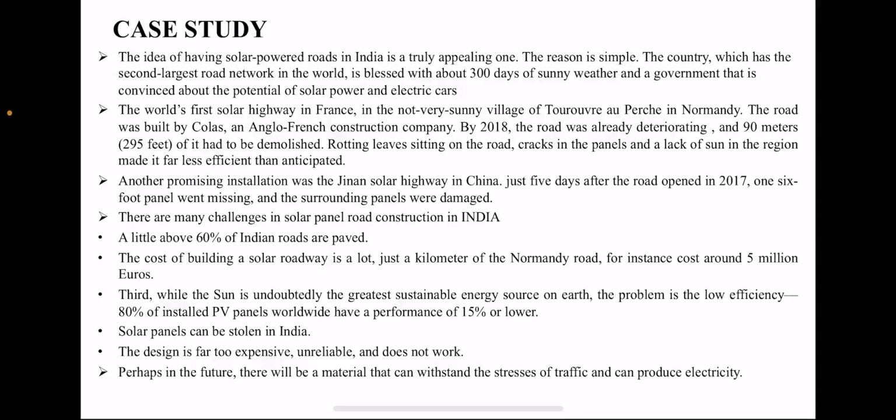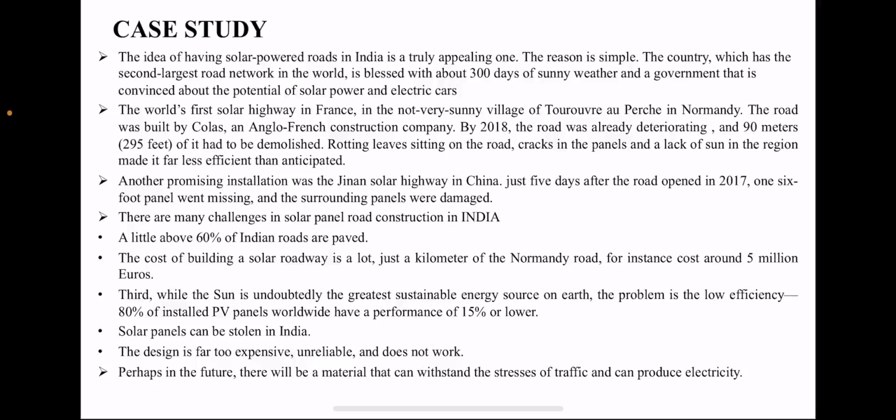Case study. The idea of having solar panel roads in India is a truly appealing one. The reason is simple. The country, which has the second largest road network in the world, is blessed with about 300 days of sunny weather and a government that is convinced of the potential of solar power and electric vehicles. The world's first solar highway was in France, in the not very sunny village of Perche in Normandy. The road was built by Colas, an Anglo-French construction company.